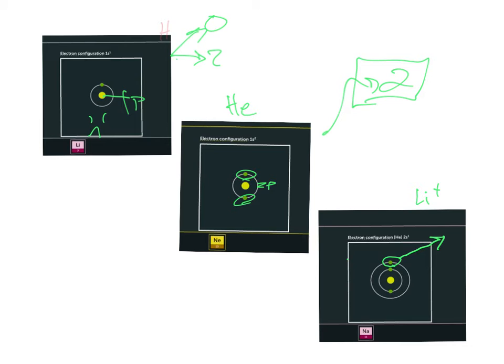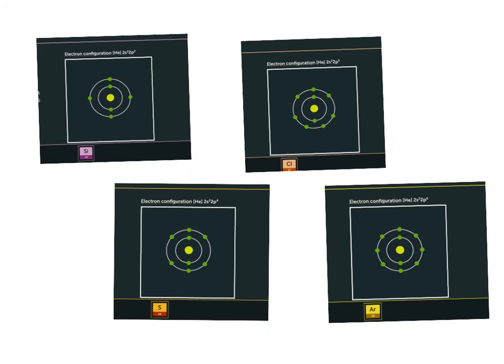That's going to make it positive because it's still going to have 3 protons, but in this case it would only have 2 electrons. So that would give it a charge of positive 1. So when you see lithium, you are going to see it as a cation. So lithium is going to form ionic bonds for that reason.